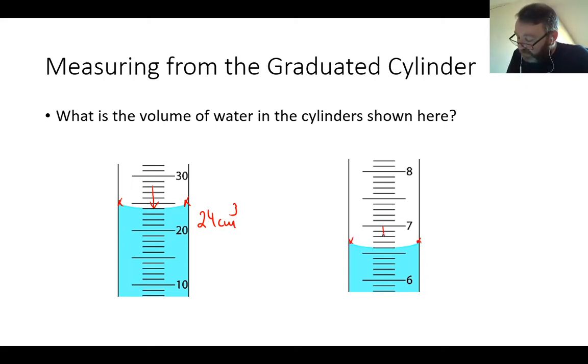We go from the middle of the meniscus. Two M's: middle meniscus. Keep the M's together. Middle meniscus. What's this going to be? Well, 6 up to 7. Now be careful. There are 10 units between 6 and 7 here, so each one of those little lines must be 0.1. 6.1, 6.2, 6.3, 6.4, 6.5, 6.6 centimeters cubed.